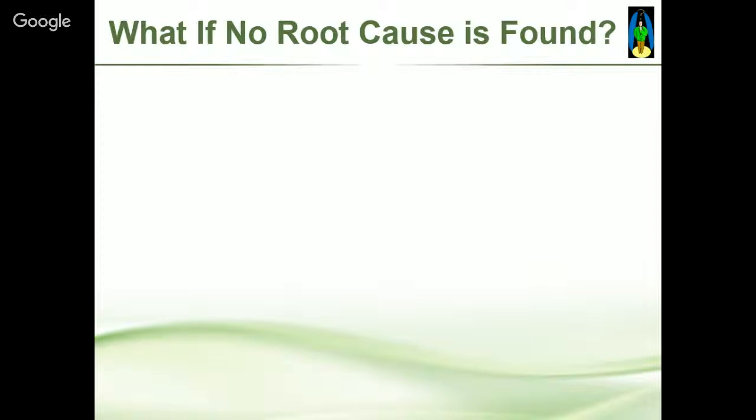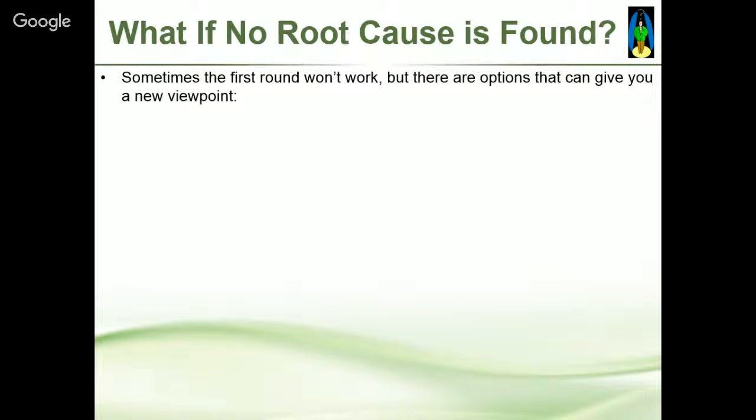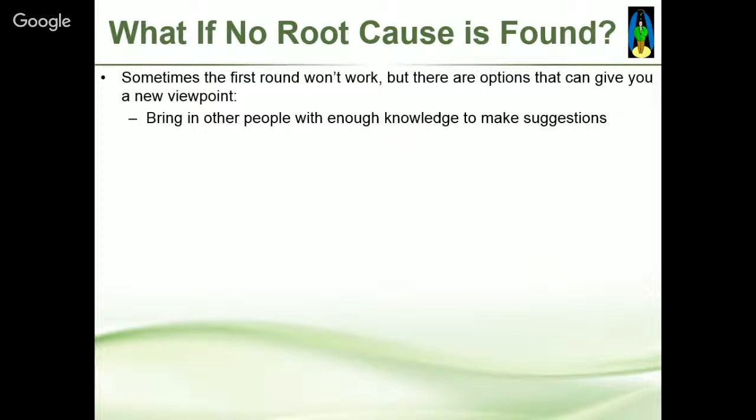So what happens if you go through this exercise and you don't find a root cause? You have a couple of things you can do for further investigation. Sometimes it's just the first round, but you can do a few things. You can bring in other people who know enough about your project to make some suggestions about what the cause might be. You can bring them in, you can show them what you've done, and you can discuss with them. So they understand what your project looks like, and they're probably going to have a viewpoint of peripheral activities and can help you with that.